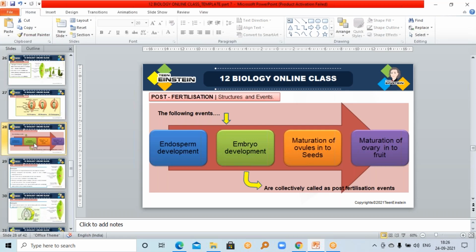First, let's see what are all the events in the post-fertilization. Here you can see endosperm development, then embryo development, then maturation of ovules into seeds, and maturation of ovary into fruit. All these following events are collectively called post-fertilization events. So under post-fertilization events, what are all coming? Endosperm development, then embryo development, then maturation of ovules into seeds, then maturation of ovary into fruit. All these four events are coming under post-fertilization events. Okay.